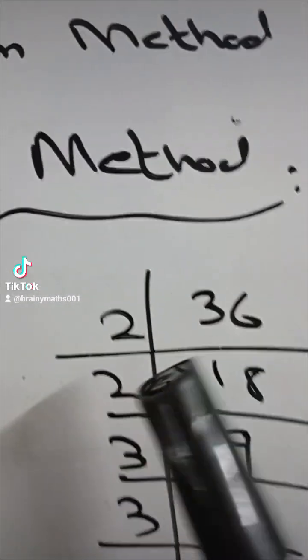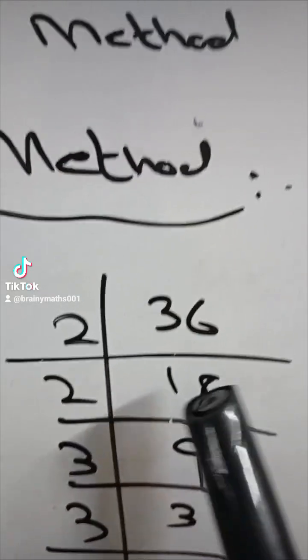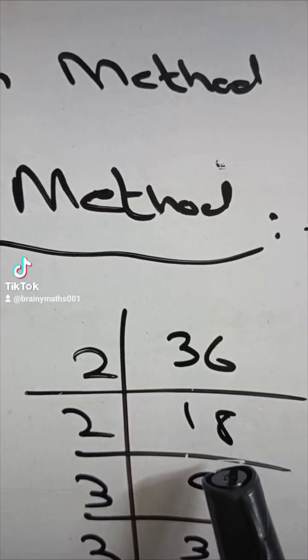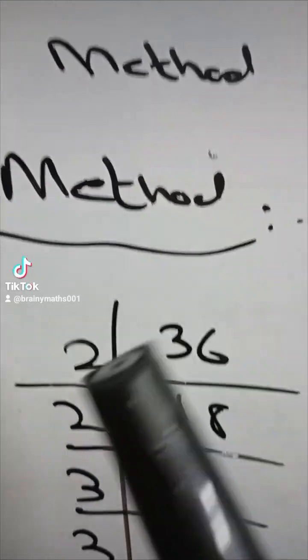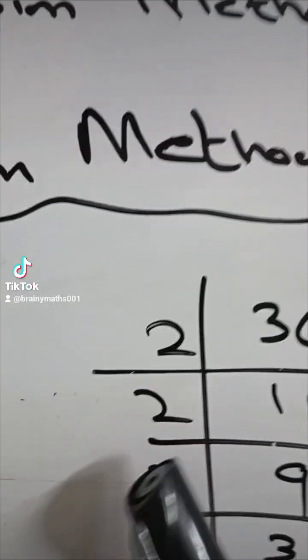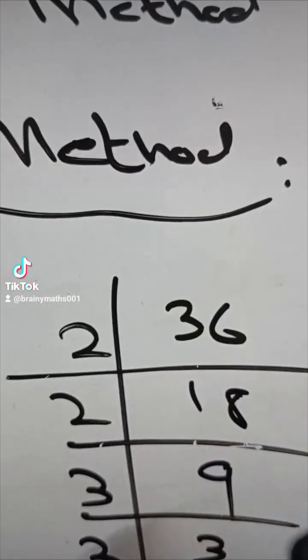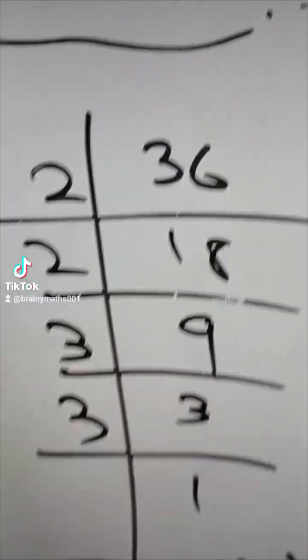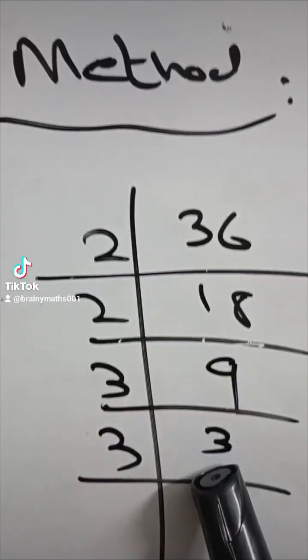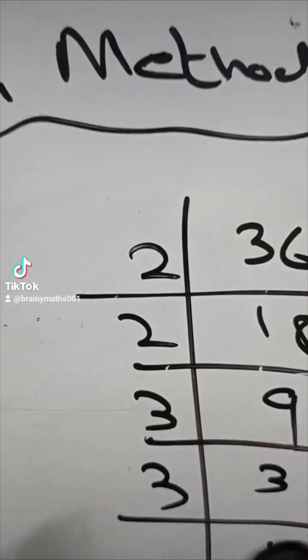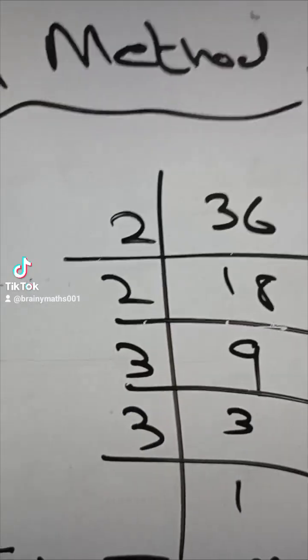As you can see, it's an even number, so it is divisible by 2. 2 ones are 2, 2 eights are 16, so it's 18. We have 8 in the end, so again we will divide by 2 because it's an even number. 2 nines are 18. As you know, now it's 9. 9 is an odd number. It's not divisible by 2, so we move to 3. 3 threes are 9. Again, it's an odd number. 3 ones are 3. You got it?